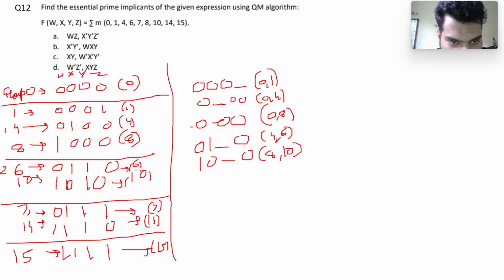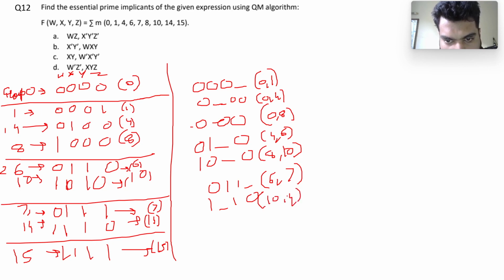Now taking these two groups, we have 6 and 7, so that is 0 1 1, and here is the change. And also we have 10 and 14, and we also have 14 and 15. That's pretty easy to find.